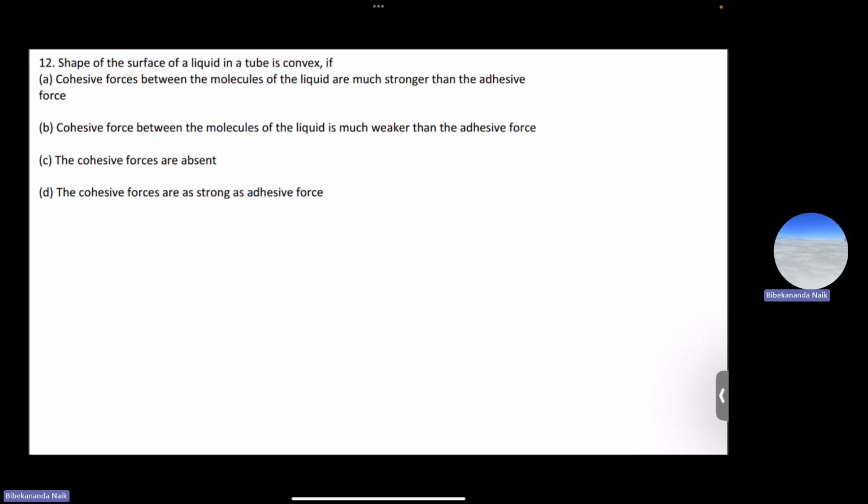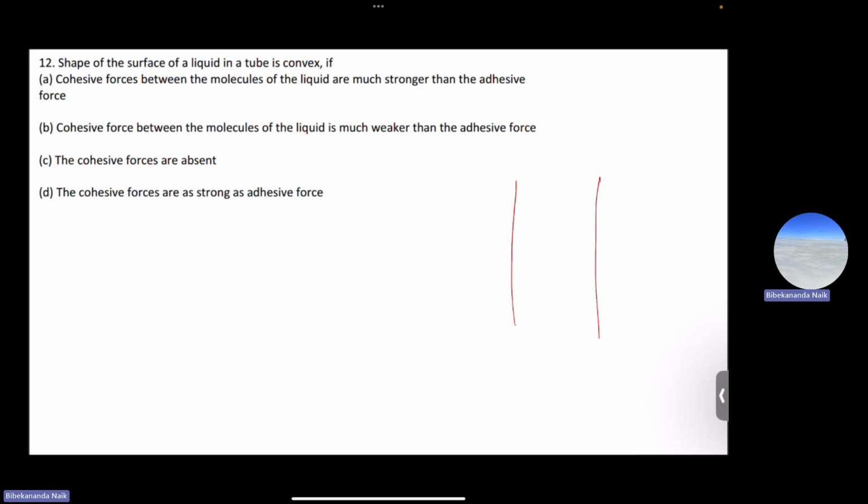Question number 12 says shape of the surface of a liquid in a tube is convex if, option A, cohesive forces between the molecules of a liquid are much stronger than the adhesive force. Option B, cohesive force between the molecules of liquid is much weaker than the adhesive force. Option C, the cohesive force are absent. And option D, the cohesive force are as strong as the adhesive force. Now, the shape of the surface of a liquid in a tube. Suppose this is a tube. The shape of the surface is convex.